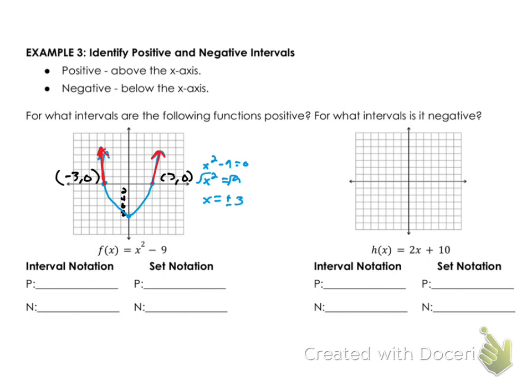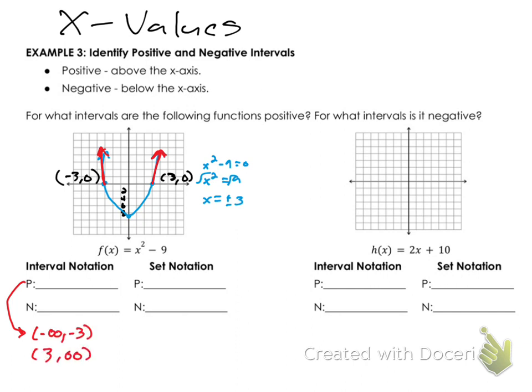So this is positive from negative infinity to negative 3, and it's positive from 3 to infinity. Okay? It is positive from negative infinity to negative 3, and from 3 to infinity. It is negative from negative 3 to 3.